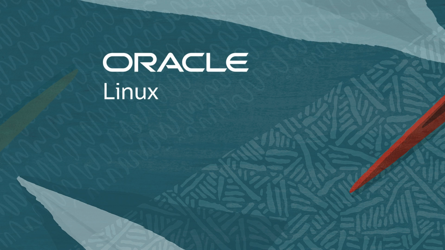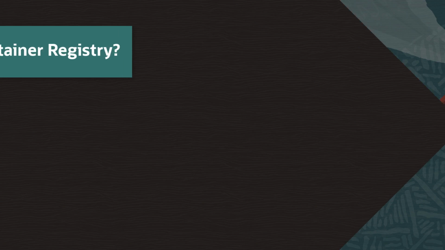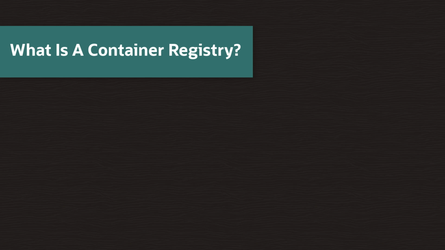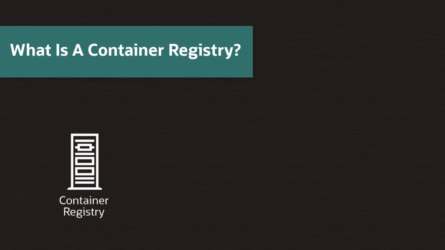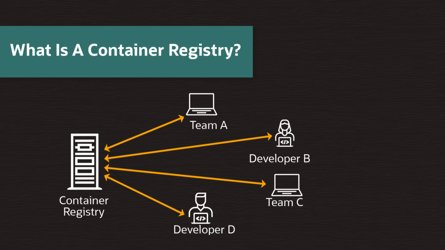Hello and welcome to this video on how to use Podman with a public registry. So let's get started by briefly outlining what a container registry is. A registry is a central location for hosting and distributing different container images. A repository, on the other hand, is a collection of the same container images having different tags.